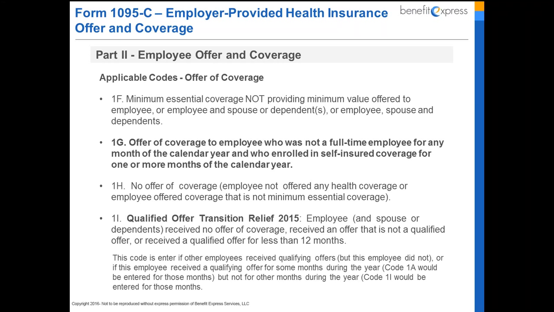Now, somebody asked about 1I, qualifying offer transition relief. In this situation, as this says, the employee and spouse or dependents receive no offer of coverage, receive an offer of coverage that is not a qualifying offer, or receive a qualifying offer for less than 12 months. This code is entered if other employees receive a qualifying offer, or if this employee received a qualifying offer for some months and not for others. I don't know in what situations, only if, I think, during the year you changed the amount that they paid for coverage. In some months it was a qualifying offer, for other months it wasn't. I don't know that there are that many situations where 1I would apply.